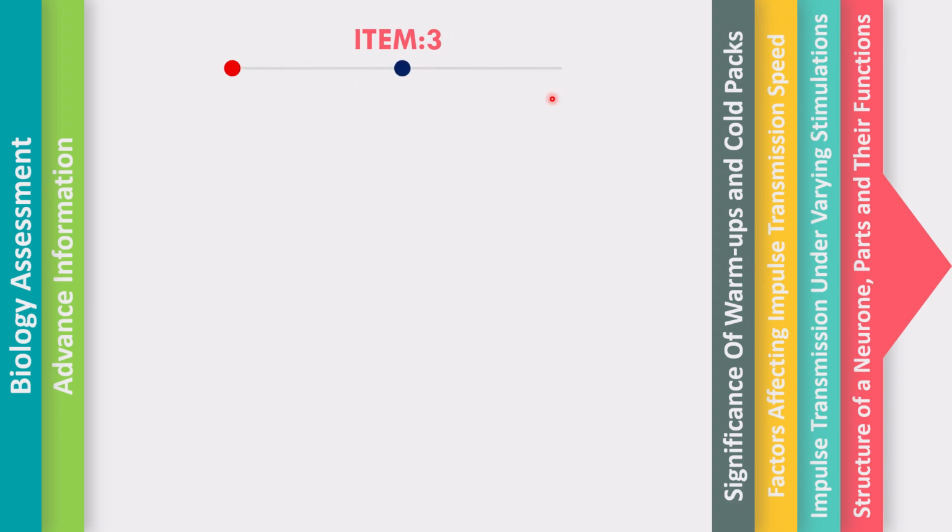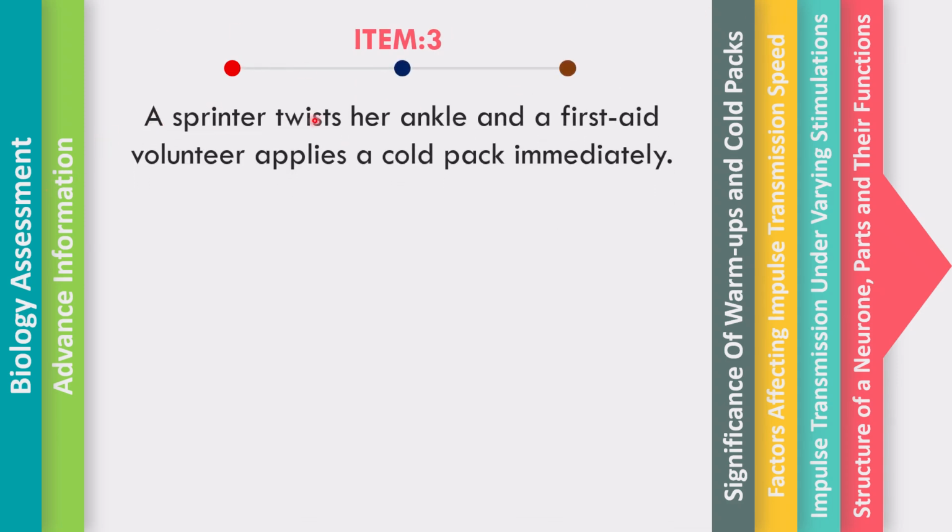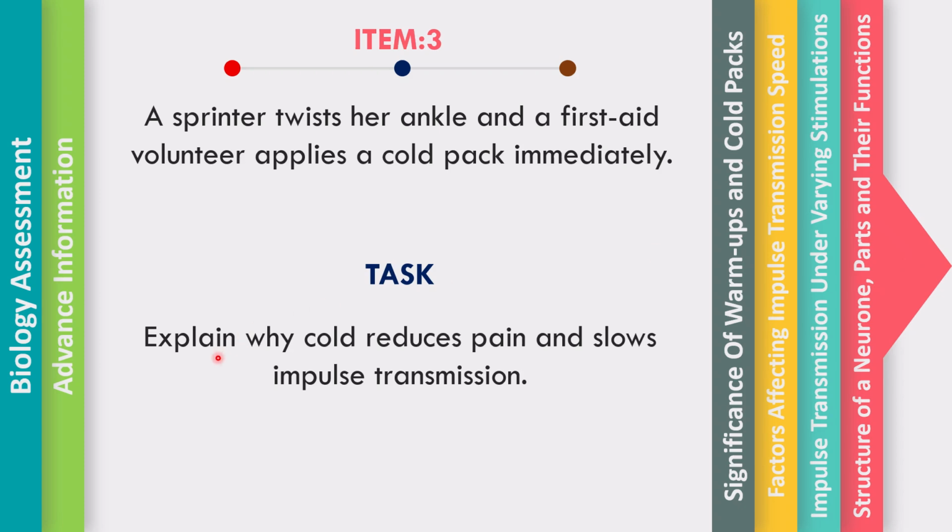Item 3. A sprinter twists her ankle and a first aid volunteer applies a cold pack immediately. Task: explain why cold reduces pain and slows impulse transmission.